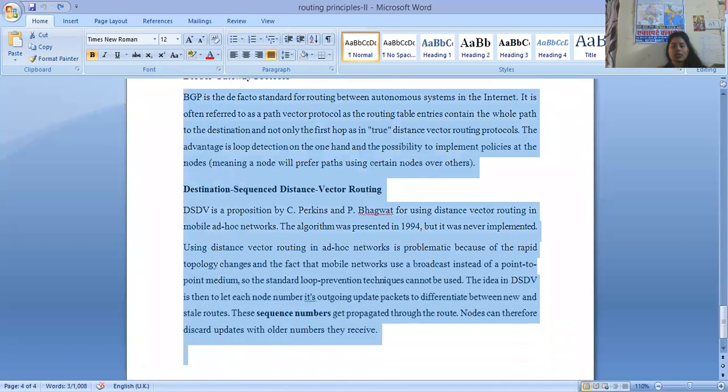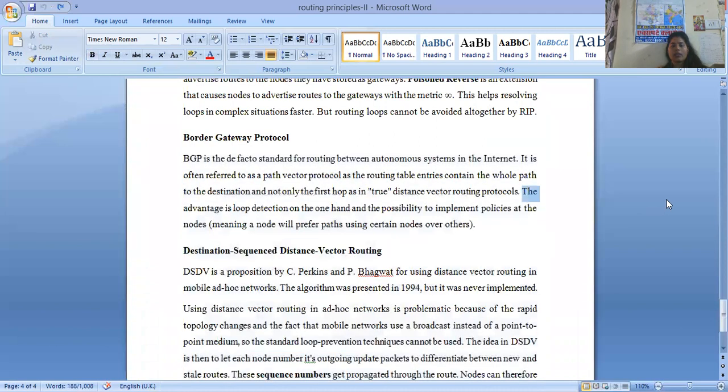Now, if we talk about the Border Gateway Protocol and the Destination Sequenced Distance Vector routing protocol, both are not too important, but I will discuss them once again. The Border Gateway Protocol is the de facto standard for routing between the autonomous systems in the internet. It is often referred to as a path vector protocol, as the routing table entries contain the whole path to the destination and not only the first hop as in true distance vector routing protocols. The advantage is loop detection on the one hand, and also the possibility to implement policies at the nodes.